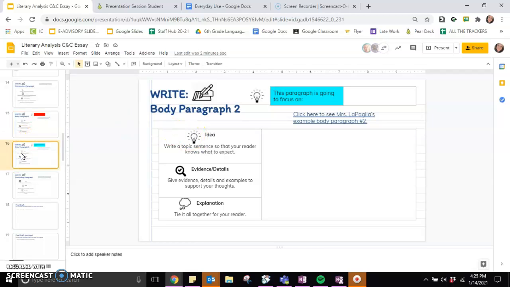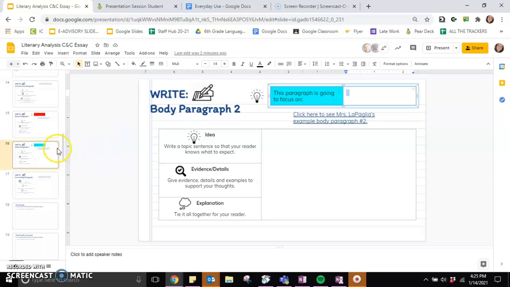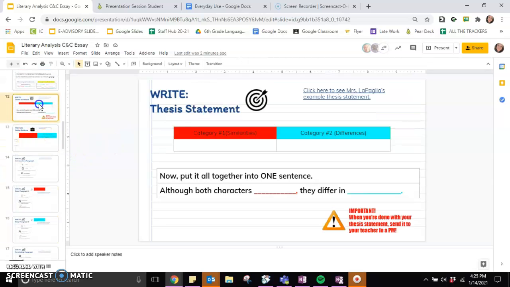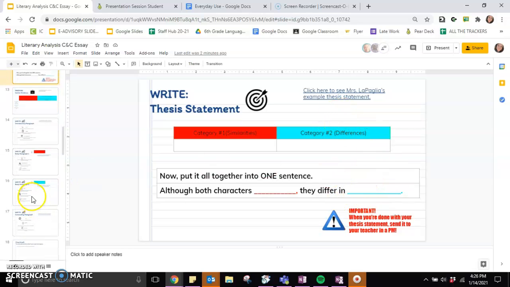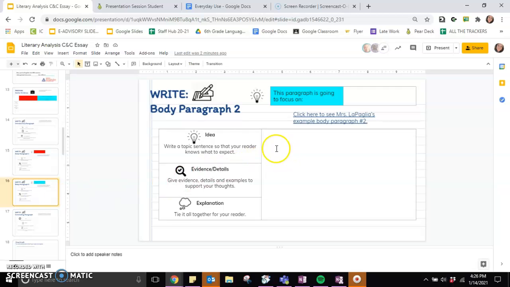After you've finished writing that first topic sentence for your first body paragraph, you can then move on to the second one. This will be, again, focused on the second part of your thesis statement. So if you look back at your thesis statement, category 2, the differences that the two characters have, how they are different. So on slide 16, you are only completing the first body paragraph topic sentence.